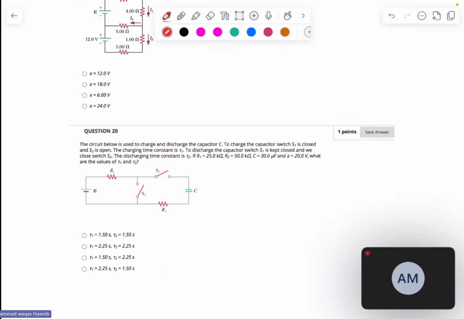So this is the circuit you are given. The circuit below is used to charge and discharge a capacitor C. To charge the capacitor, S1 is closed and S2 is open. The charging time constant is T1. To discharge the capacitor, S1 is kept closed and we close S2. The discharging time constant is T2. So R1, R2, the capacitor and the EMF of the voltage. What are the values for T1 and T2?